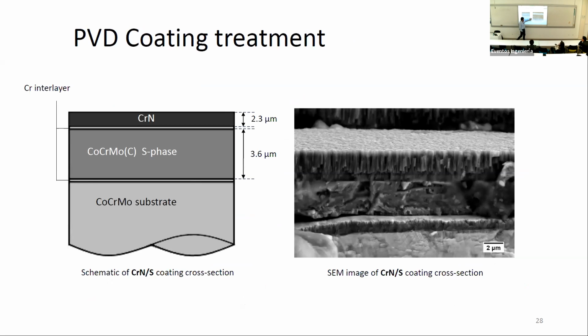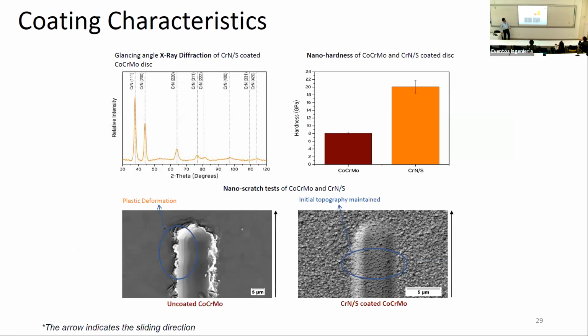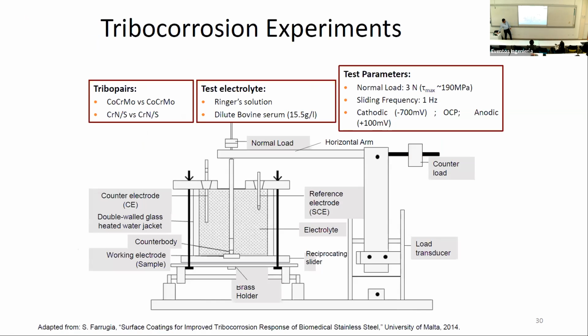So over here we have a cross-section of the coating as viewed by the SEM, and we're seeing this characteristic, again, fibrous growth for the top chrome nitride layer and the somewhat more dense coating for the cobalt chrome molybdenum S phase underneath. We did some characterization, XRD for the chrome nitride, the hardness, some scratch testing. We can see with scratch testing, we can hardly see any difference in the surface topography. So we're not seeing any cracking, good load support.